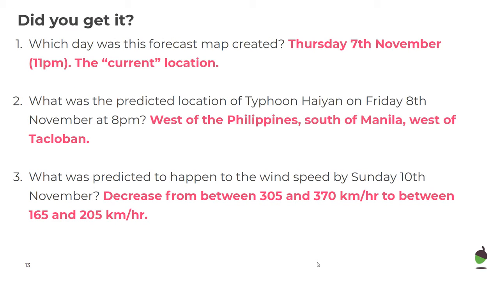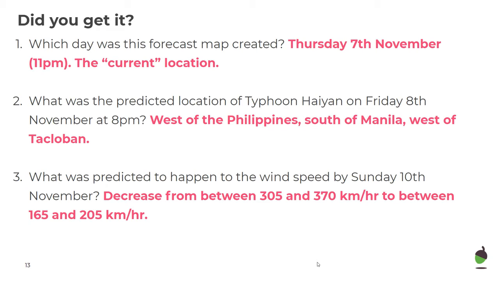So let's mark your work. Make sure that you've got a different colour pen so that you're able to do this. If you've got it correct, give yourself a big tick, and if you need to make a correction, that's absolutely fine. So number 1, which day was this forecast map created? Thursday the 7th of November at 11 p.m, or the current location.